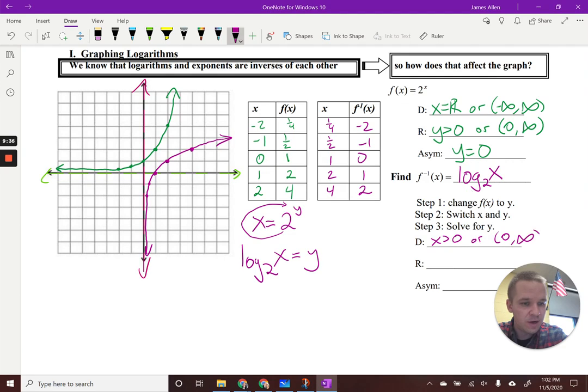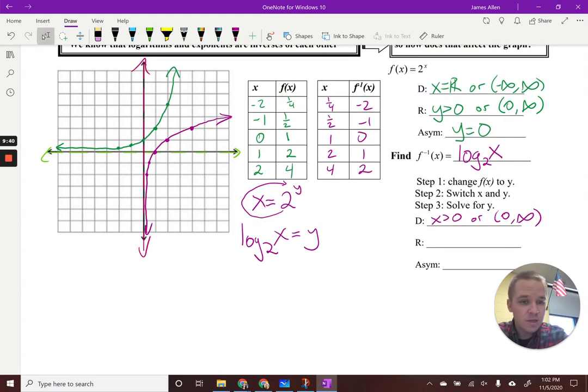0 to +infinity. And then for my range, it goes all the way down, all the way up, right? That's -infinity to infinity, or y equals all real numbers, or negative infinity to positive infinity. And then my asymptote is x equals 0.